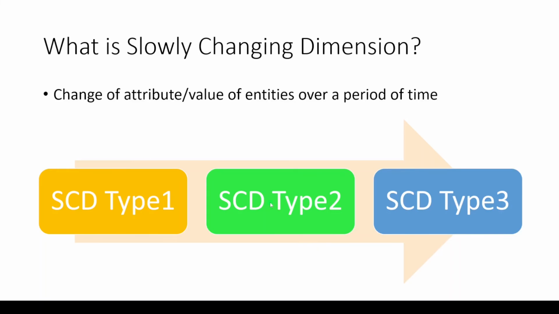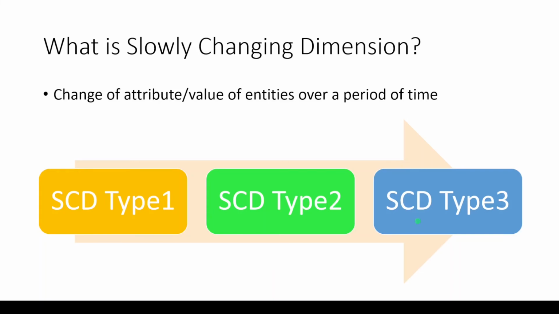Coming to type 2, let's say we get a new address. What we are going to do is make the previous version of the record inactive and insert a new record with the new address. This is SCD type 2. So basically we are introducing a new record for each change of attribute. In this method, we are maintaining history, but at the same time, we are creating duplicate records of primary keys.